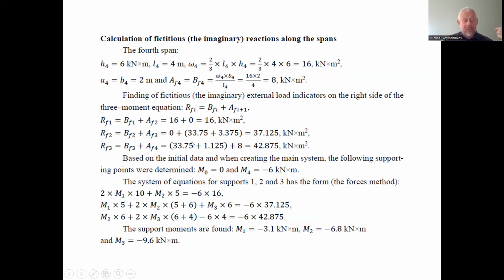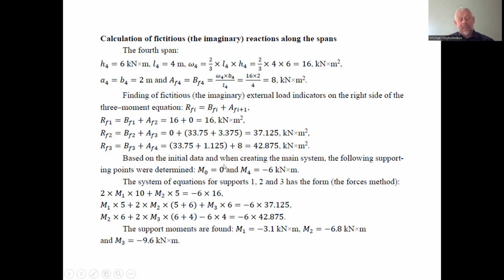This one consists of two segments: the triangle bending moment from the concentrated force acting on span number 3, and this is the factor of the action of the distributed force for half of single span number 3, plus H. H we got here for the fourth single span, and we have RF3 equal to 42.875 kilonewton by square meter.